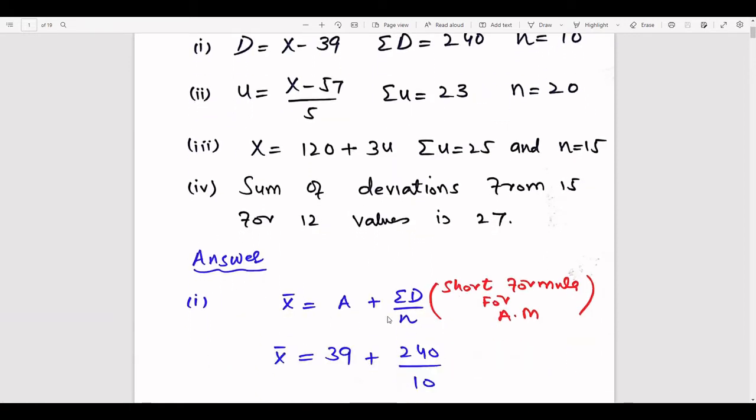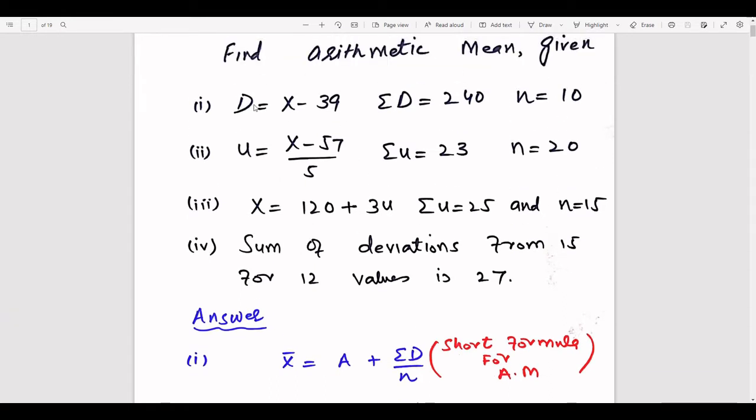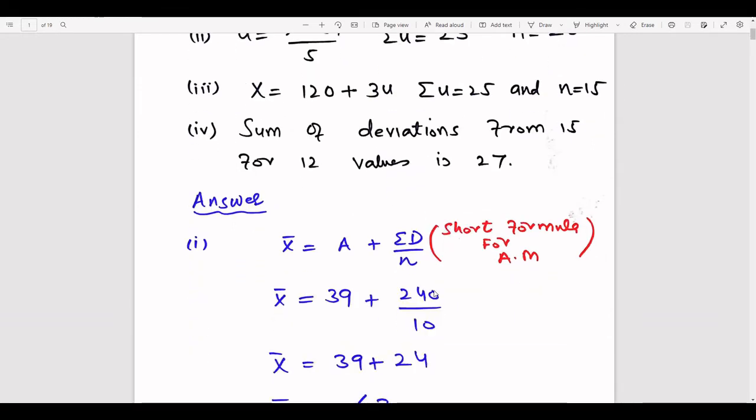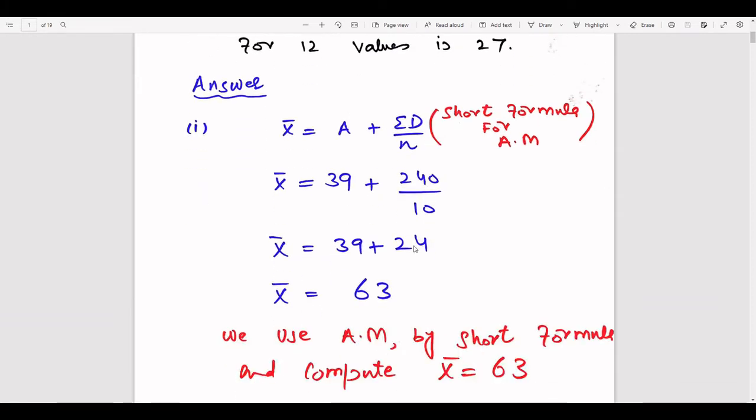So the short formula for arithmetic mean is x bar is equal to a plus sum of d over n. We calculate these things in general form. D is equal to x minus a, xi minus a. X is the name of your variable. Variable means you have a data set and you assign it a variable which is x. So minus a, this a is 39, given in the question. Sum of d is equal to 240 and small n is 10. Put these values in this formula. After simplification, your mean is 63. So we calculated arithmetic mean by using the short formula and its value is 63.